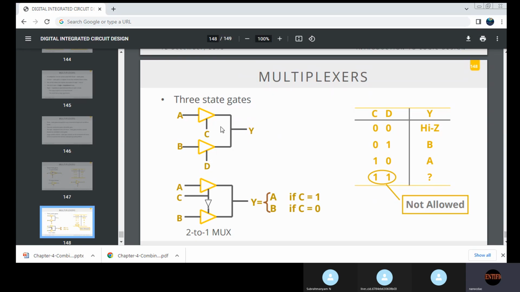Y is equal to what? Normally when C and D is equal to 0, it will go to high Z state. ఇప్పుడు CD 0 1 ఉందనుకోండి, 0 1 ఉంటే Y will be equal to B. 1 0 ఉంటే Y will be equal to your A. 1 1 ఉంటే this state is not allowed.